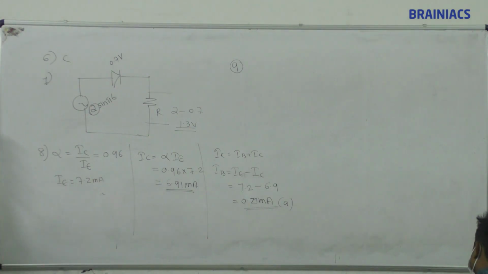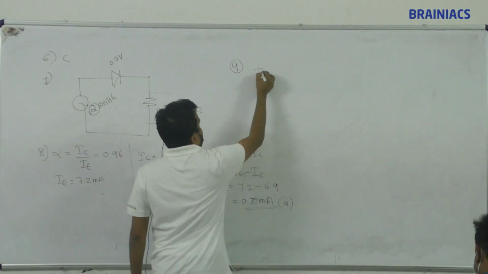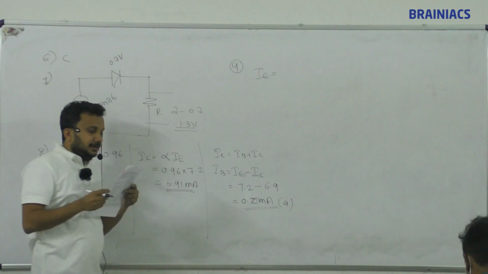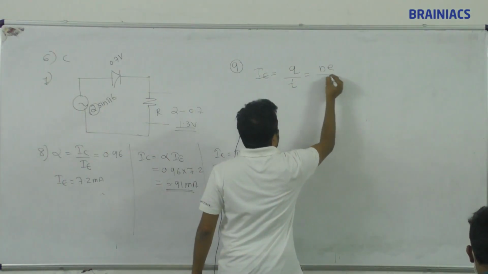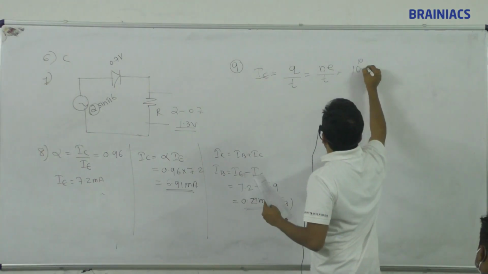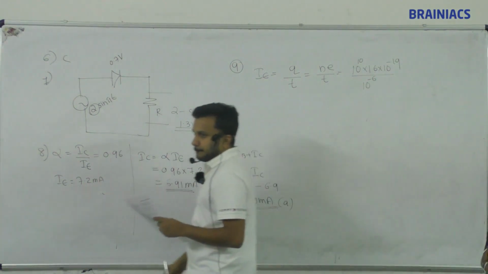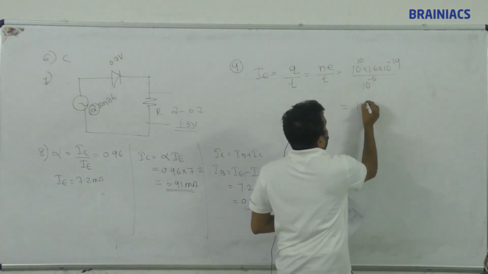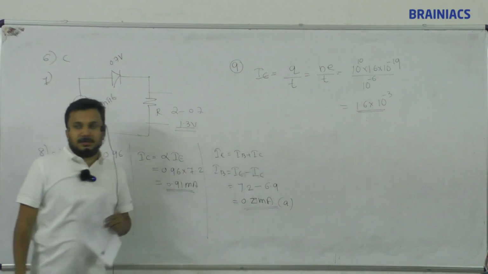So in an NPN transistor, 10 power 10 electrons enter the emitter in 10 power minus 6 second. 4% of electrons are lost in the base. The current transfer ratio means IC by IE, output current by input current. How to find the input current? Input current comes from the emitter. The emitter is emitting 10 power 10 electrons. Current is equal to charge by time, so Q equals N E by time. N is 10 power 10, E is 1.6 into 10 power minus 19, divided by time, 10 power minus 6. So this gives 1.6 into 10 power minus 3.